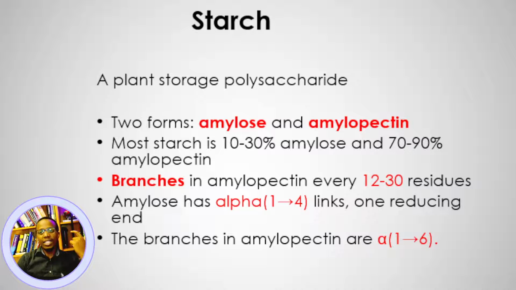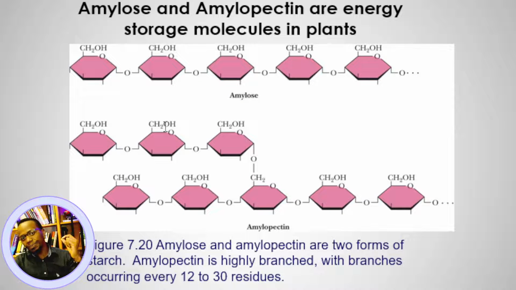In amylopectin, we have branches, and we have branches every 12 to 30 residues, and this number is important, and I'll tell you why later, right? Most of the starch will be amylopectin, so 10 to 30% is amylose, 70 to 90% is amylopectin. All right, so this is how it looks. Amylose, right?